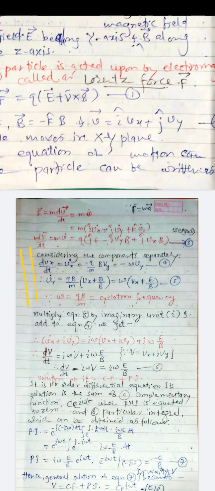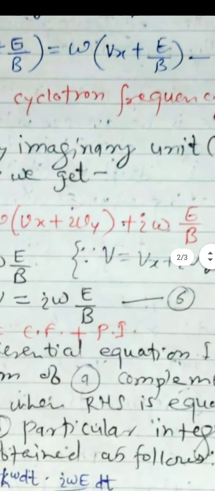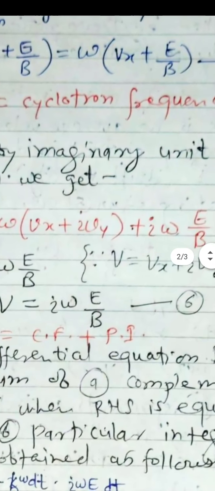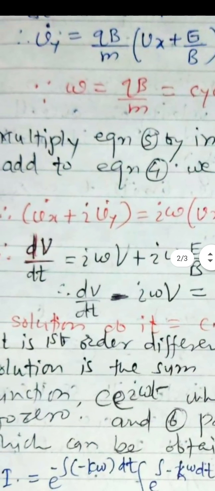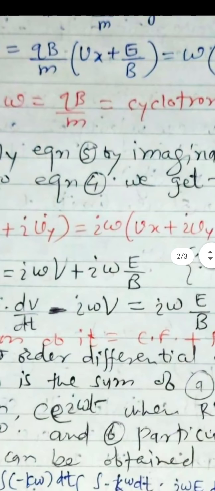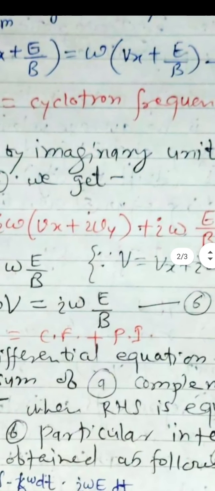Multiply equation 5 by the imaginary unit i and add to equation 4, and we get the resultant equation as follows: Vx dot plus i Vy dot is equal to i omega times (Vx plus i Vy) plus i omega E upon B. This is the resultant equation.